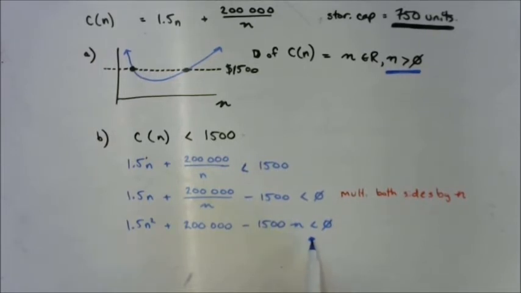I'd have to flip that inequality, okay? So if n could be positive or negative, I'd have to split this into two cases. Case one where n is positive with an inequality looking like this, and then case two where n is a negative number, I'd have to flip the inequality, okay?